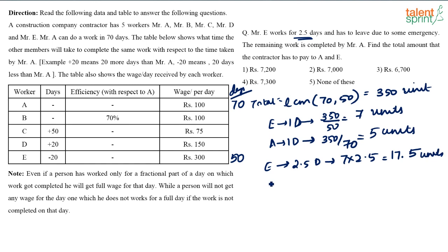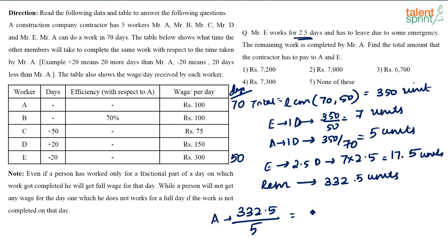So how many units is remaining? Totally out of 350 units, E has completed 17.5 units. So remaining how many units are there? 332.5 units of work is there. Now this 332.5 units of work, in how many days will A complete? A in one day will do 5 units of work, or I can say A will complete the remaining 332.5 units in 66.5 days. Correct. Now what is the question? Find the total amount the contractor has to pay A and E.